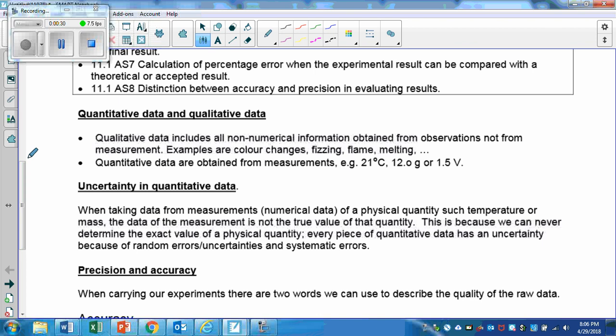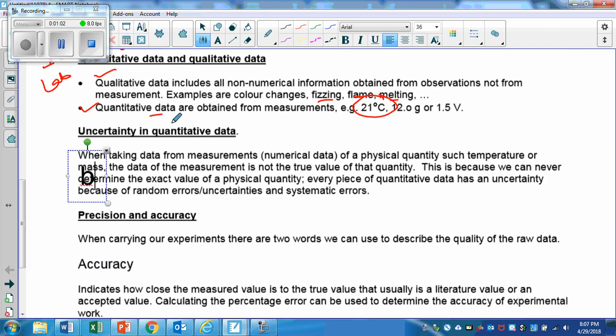Let's talk about some basic stuff. Whenever we collect any measurements, you all did your IA as well. Whenever we collect any measurement or we do any lab, we have quantitative data and qualitative data. I don't think I have to get much into detail here. The difference is qualitative data like fizzing, flaming, or melting, and quantitative data, which is numerical data. Whenever we calculate the quantitative data, one thing that comes up is called uncertainties.